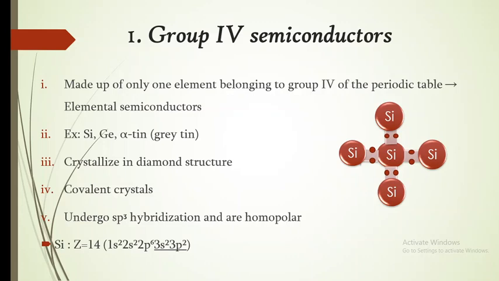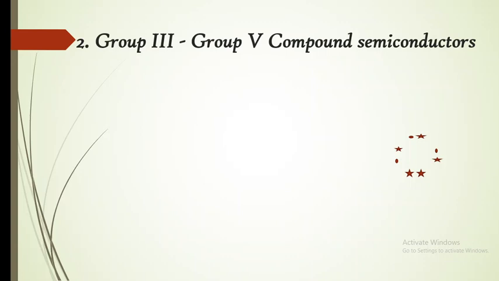So this is about group 4 semiconductors, where we have studied how it is made up, some examples, its structure, and how it is formed based on the type of bond, its hybridization and nature of the bond, taking the example of silicon. So let us move on to the next group, that is group 3, group 5 compound semiconductors.